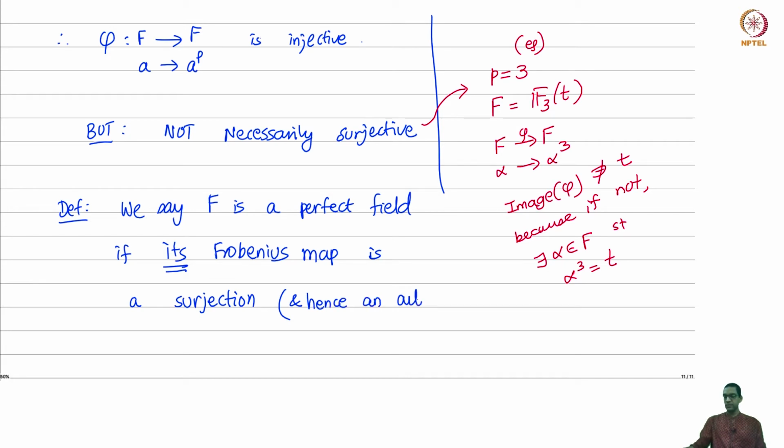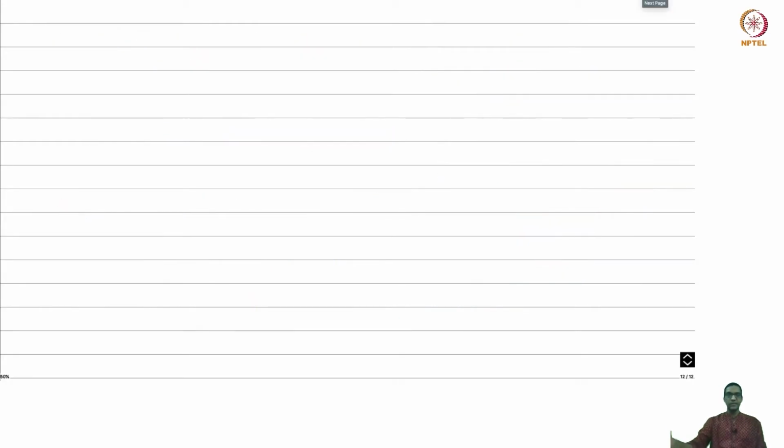So that's what we call an automorphism. Hence an automorphism of the field F. Okay, so if the Frobenius is surjective as well as being injective, then we say that F is a perfect field. We have just seen an example of an imperfect field. The field F3(t) is not perfect because its Frobenius map is not a surjection. Okay, but are there examples of perfect fields? Well, there is one nice, obvious class of examples, which are just the finite fields.